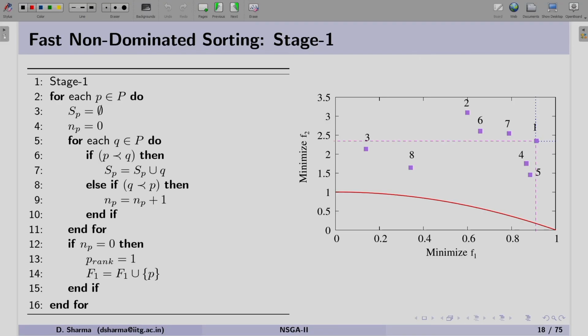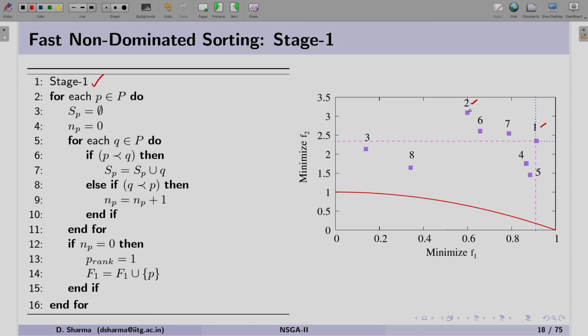So let us take the same solutions. On the right hand side, all the major steps of stage 1 are written here. Let us look at the solutions on the right hand side, and the markings such as 1, 2, 3, etc. that are being used so that we can see where solution 1 is in the objective space, similarly solution 2 in the objective space.